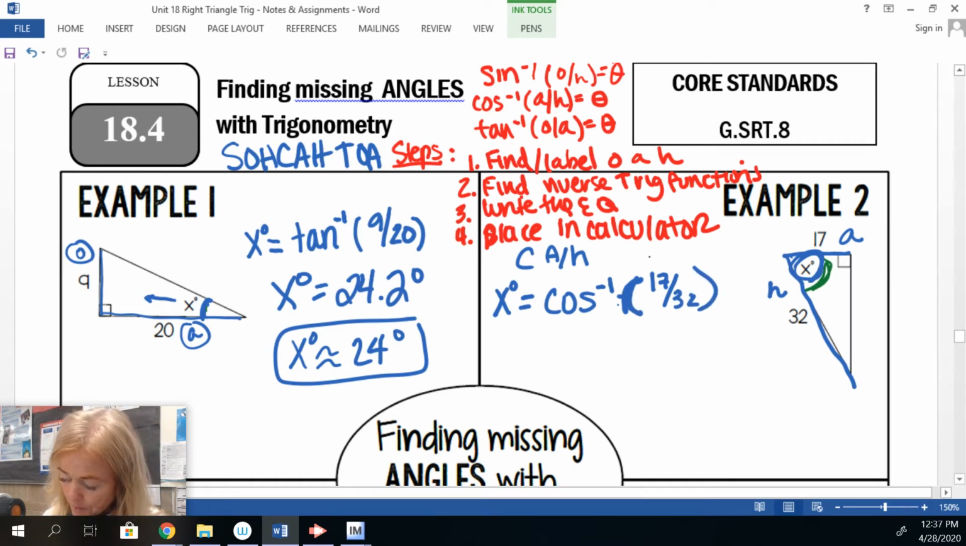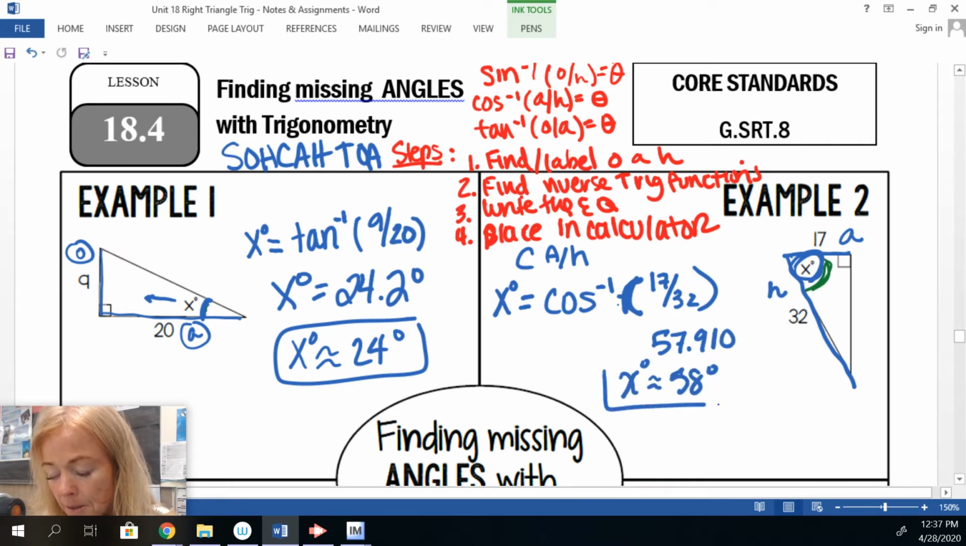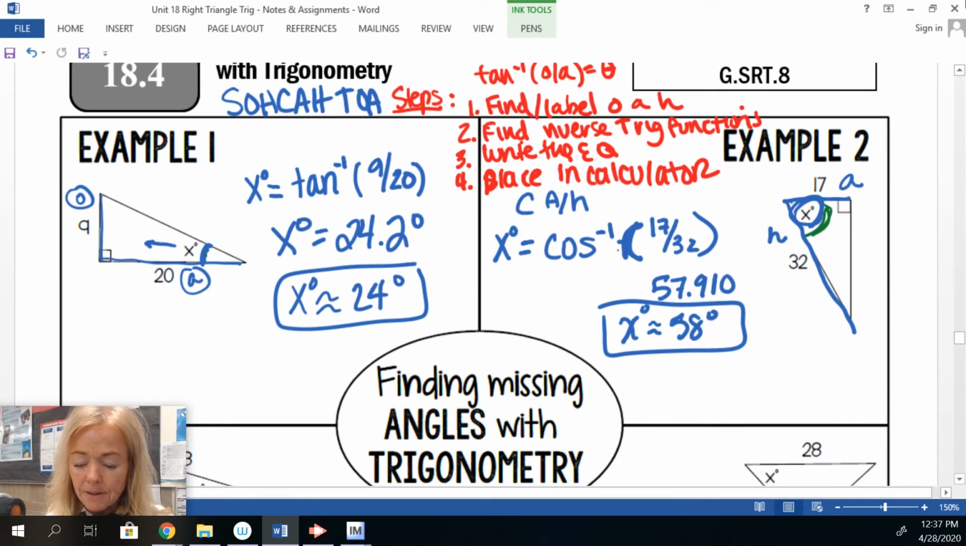I'm not going to actually pull over my calculator. I think you guys got it now. Cosine inverse 17 divided by 32, and that is 57.9 degrees, so 58 degrees is approximately what x is. All right, so not too bad so far.